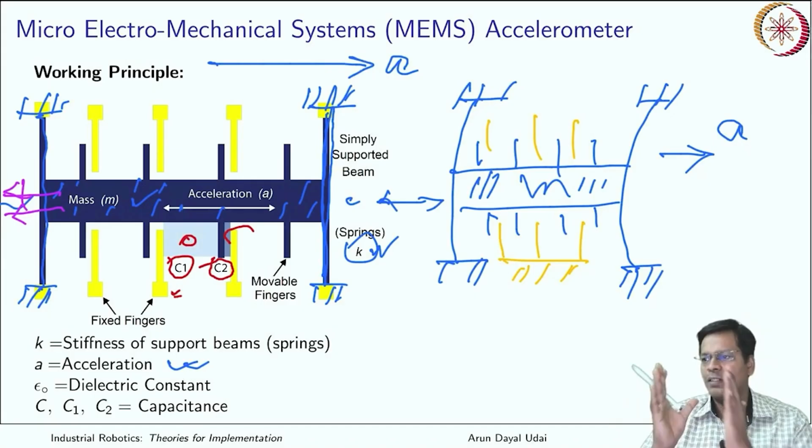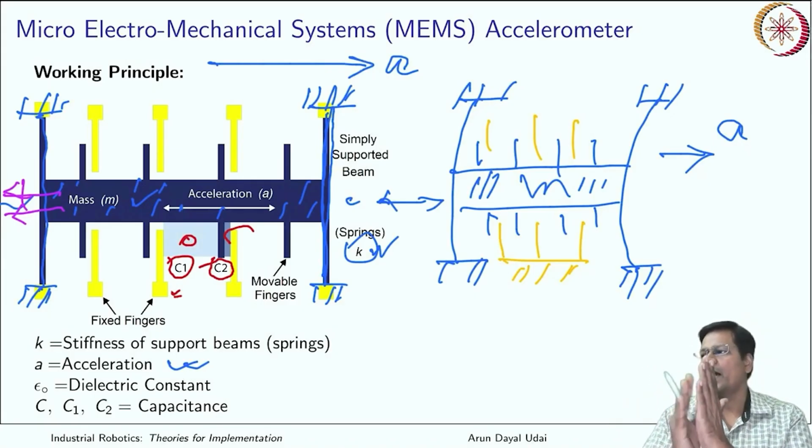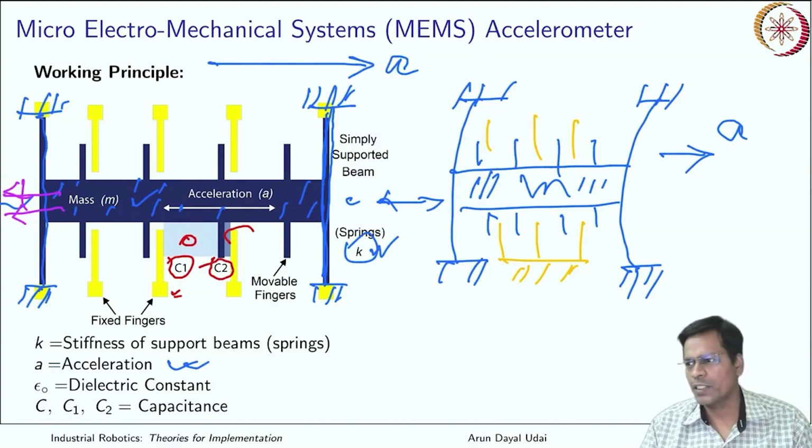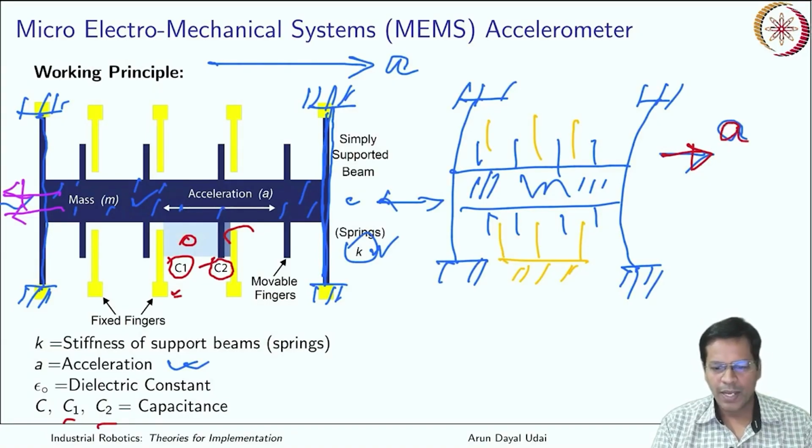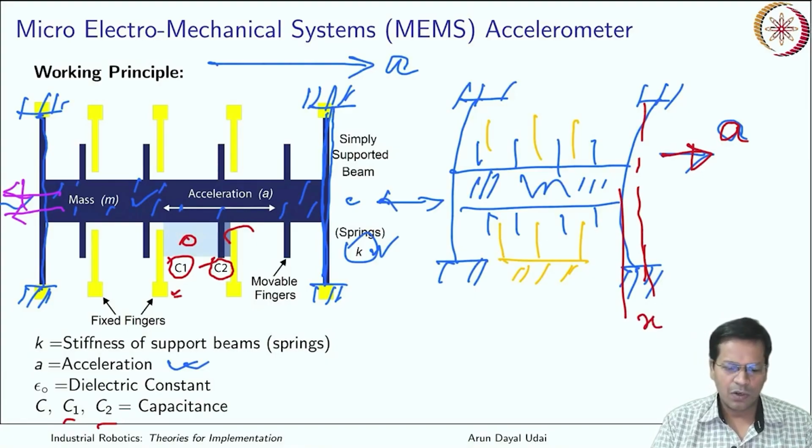So it behaves like a parallel plate capacitor with dielectric in between. Okay, dielectric is air here, so it is epsilon 0. So there are two capacitances, C1 and C2. Now when this has moved due to an acceleration A by a certain distance from the mean position, let us say it has moved by a distance x, then the capacitance of both the parallel plate capacitors changes.